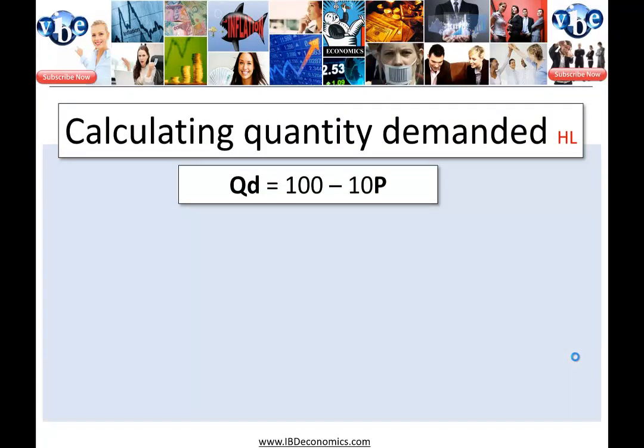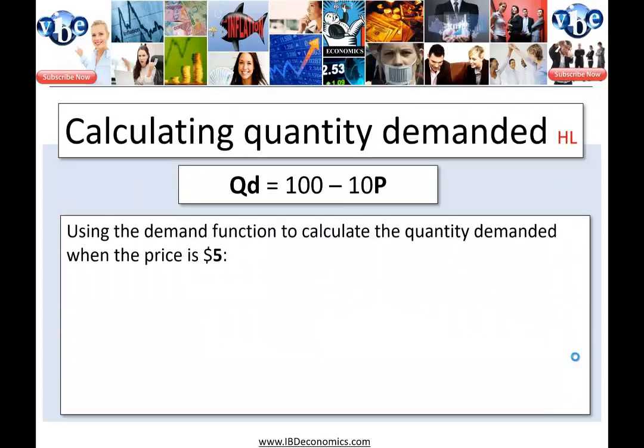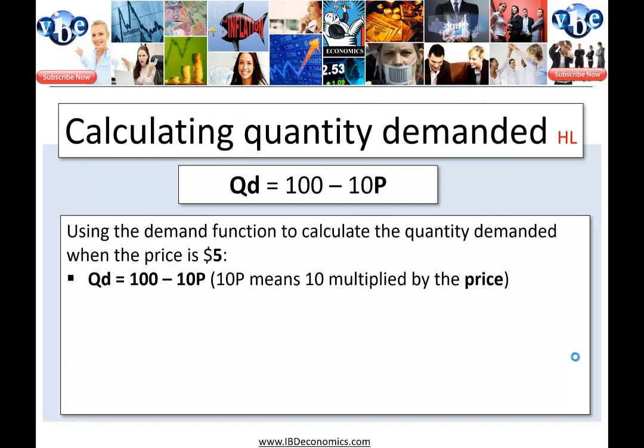Calculating quantity demanded from a demand function. Okay, using the demand function to calculate the quantity demanded when the price is $5. That's when P in the equation is $5. So our demand function QD equals 100 minus 10P. 10P means 10 multiplied by the price.